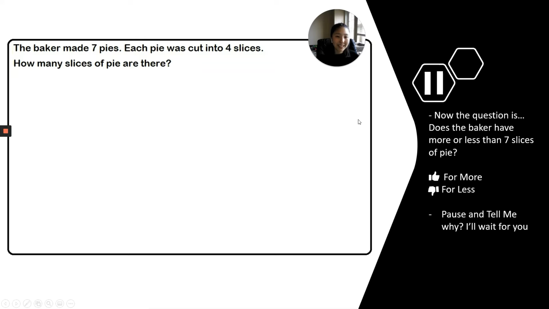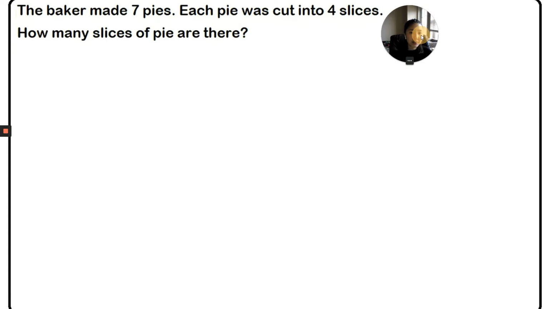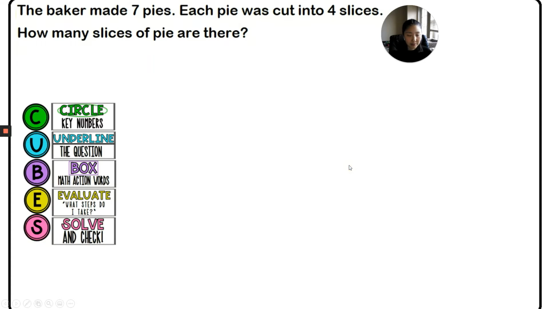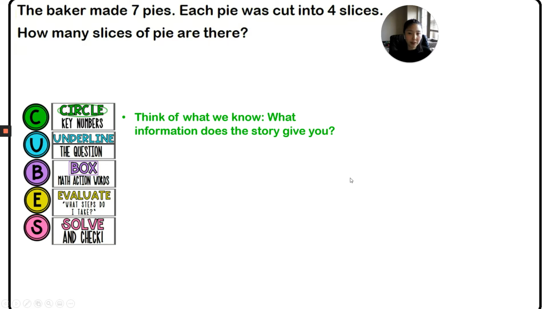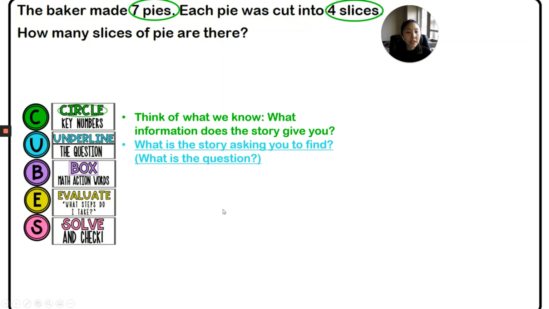Great job explaining. Now let's go in and evaluate before I let you go on and solve. So again, it's page 27. And we're going to quickly go over these parts. Some of the things that we circled was 7 pies and 4 slices. Make sure you understand that they're different units. So this one is pies. This one is slices of pies. The underlying question was, how many slices of pies are there?